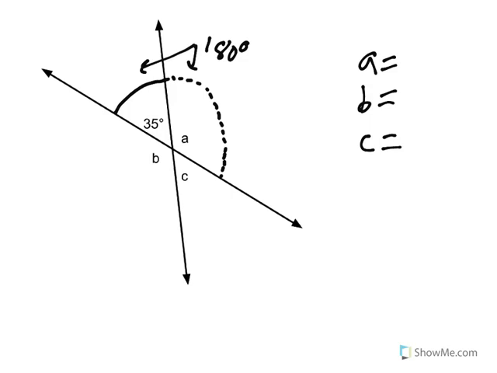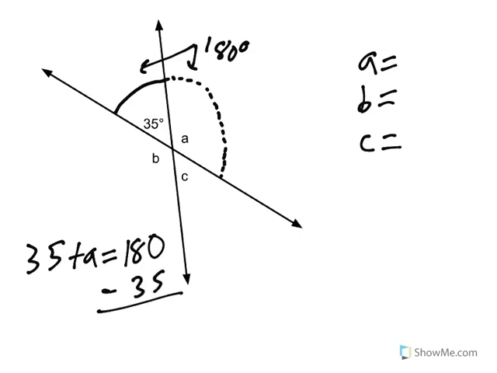So I know that 35 plus A has to equal 180 degrees. So to find what A is going to be, I can subtract 35 from 180, and I would get 145. So now I know that A is going to be 145 degrees. Now it doesn't always look that way, right? But here you can definitely tell that that's going to be an obtuse angle. The other one's going to be an acute.